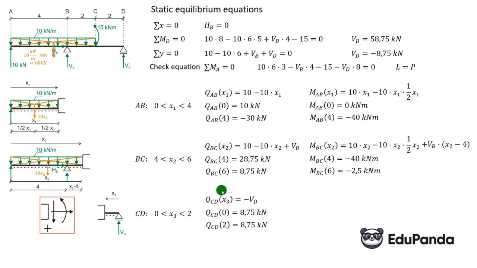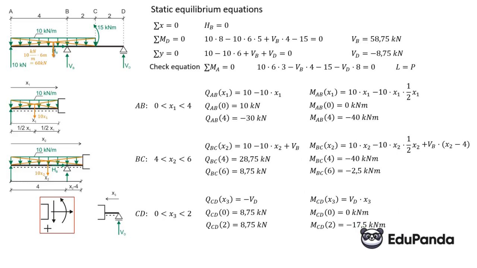So now I will write the moment equation. That is, VD with an upward direction would rotate counterclockwise, thus positively, looking from the right side. So this is the positive value VD times x3, but I substitute VD, which is minus 8.75. For 0, that is 0, but for 2, that is minus 17.5. Here, one could make a mistake, so we need to be careful.